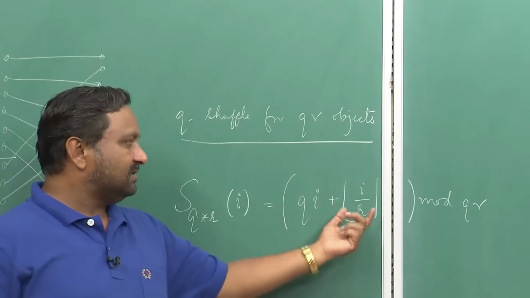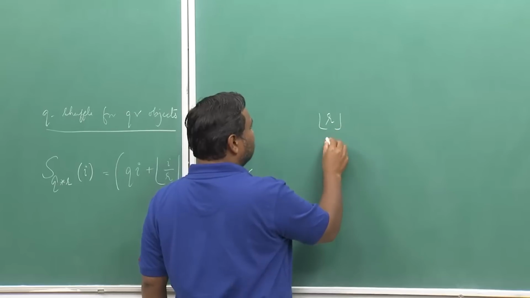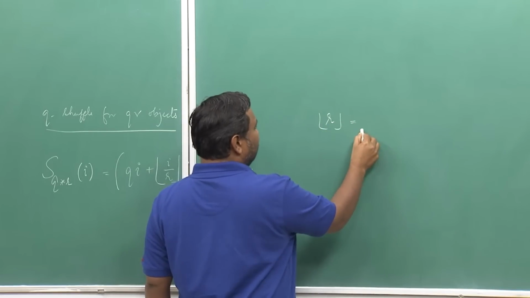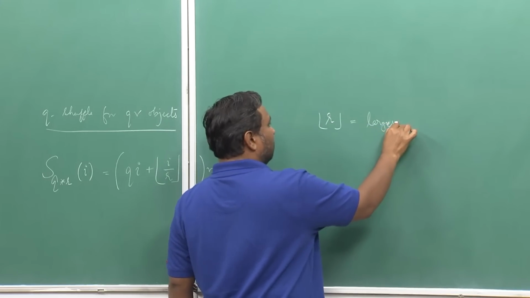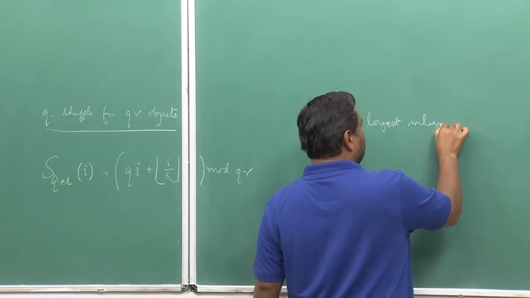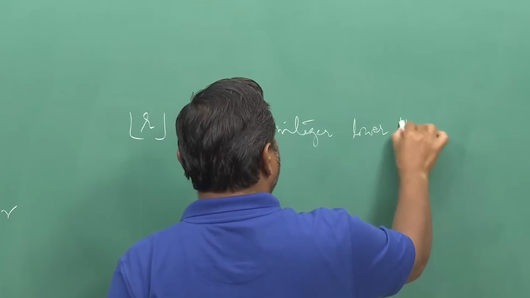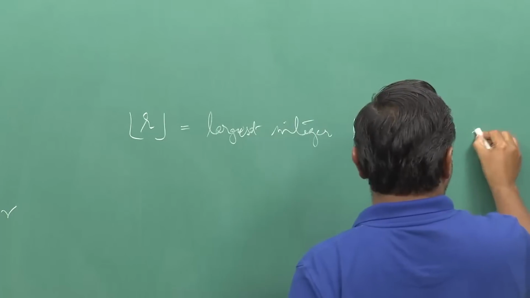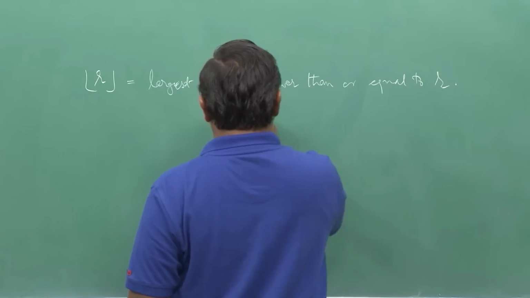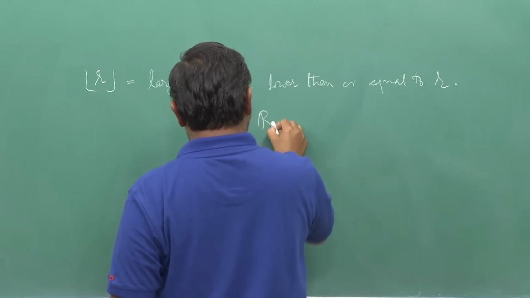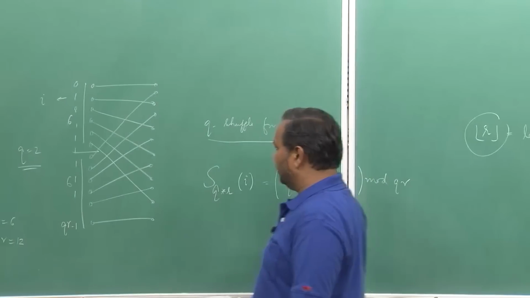This technically means if you put in any real number and take the floor, it gives the largest integer lower than or equal to R, where R is a real number. Okay, that is a floor function. So that is what we have been using here.